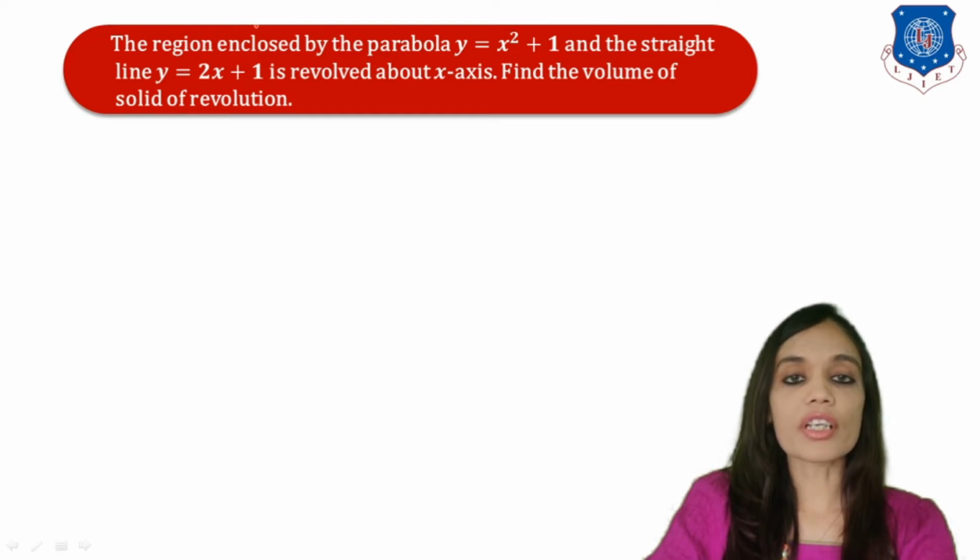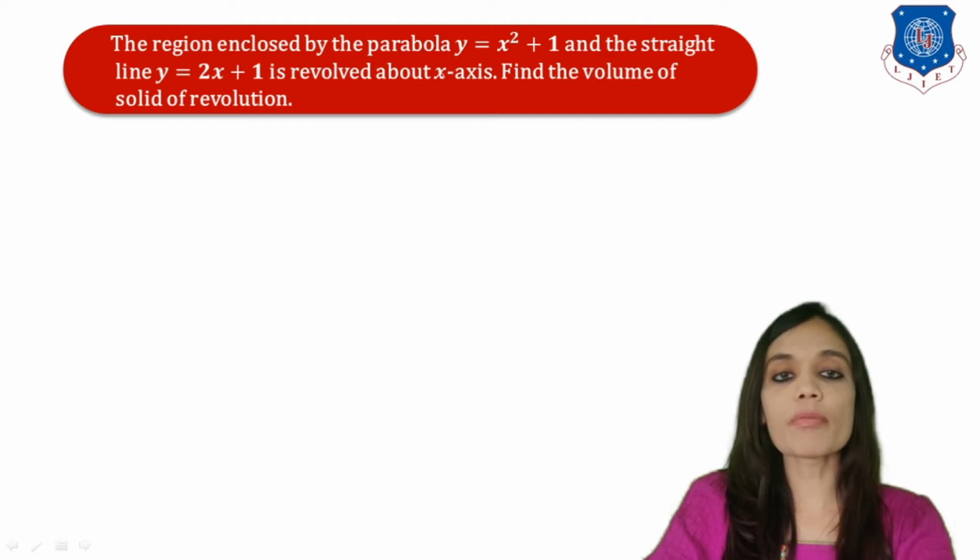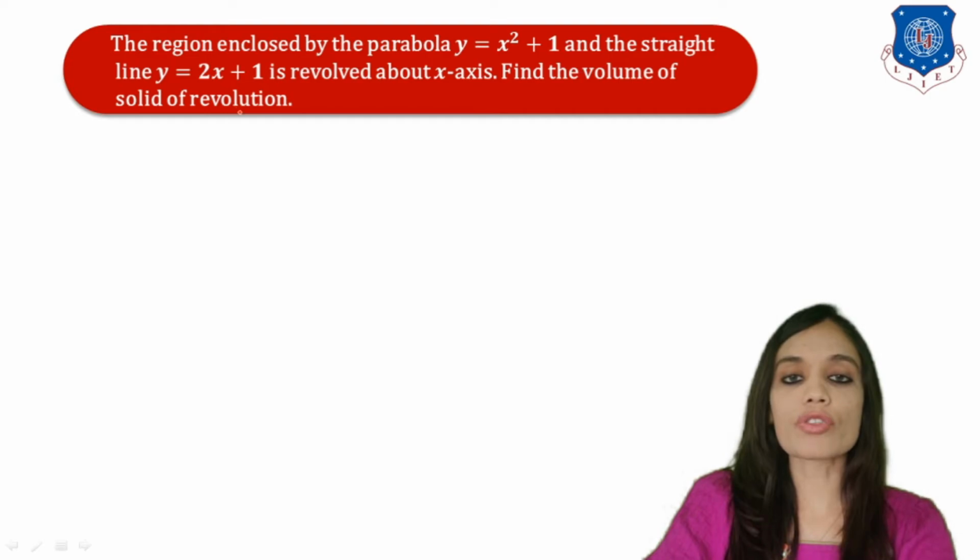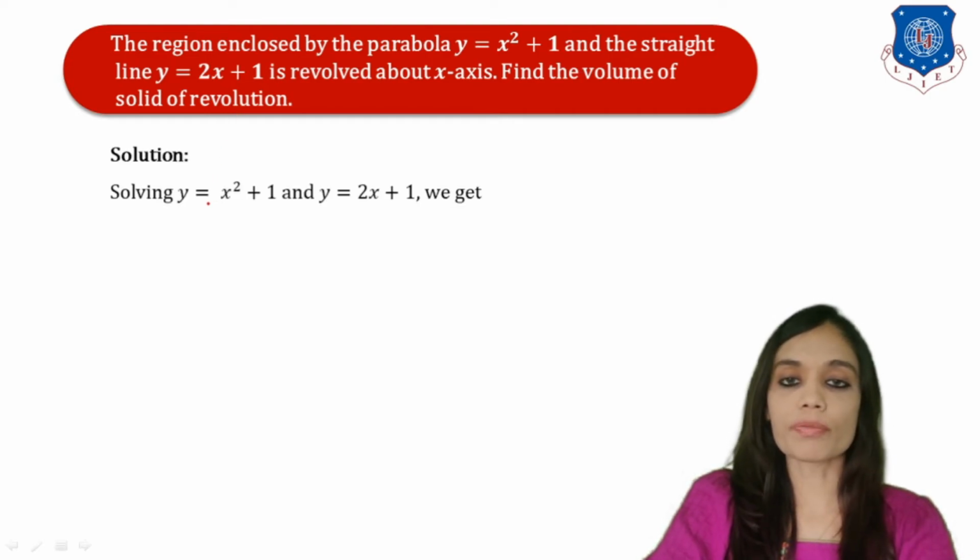Okay? So now let us solve one example. Our region enclosed by the parabola y equals x square plus 1 and the straight line y equals 2x plus 1 is revolved about the x-axis. We have to find the volume of the solid of revolution. So let us start with the solution.